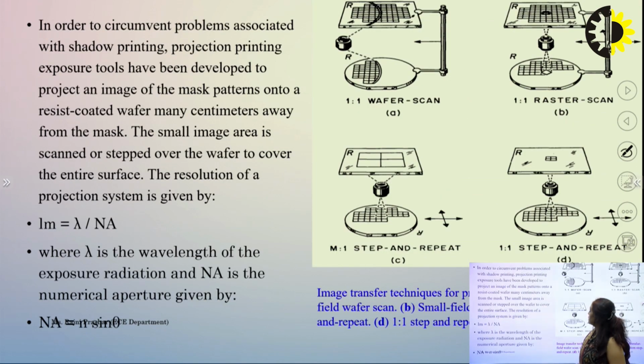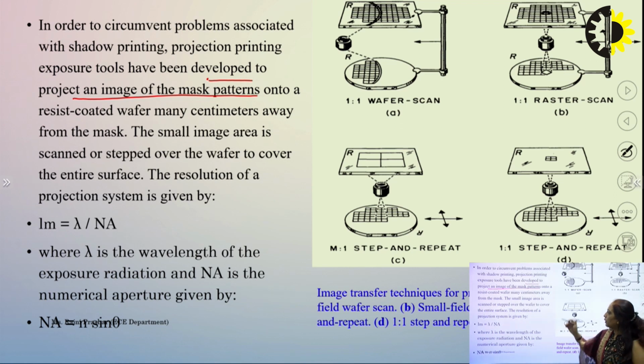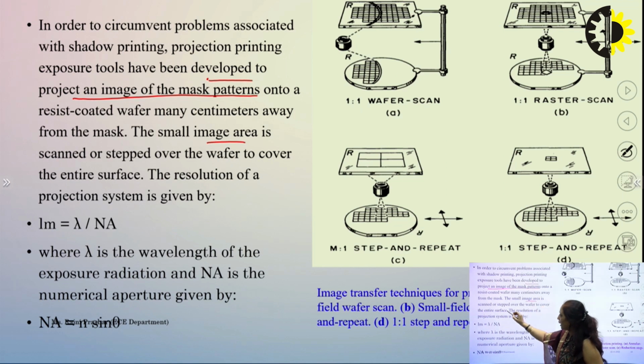So the next process we can use: in order to avoid the problems associated with shadow printing, we can use projection printing, an exposure tool that projects an image of the mask pattern onto the resist-coated wafer, which may be kept a few centimeters away. A small image area is scanned or stepped over the wafer to cover the entire surface.